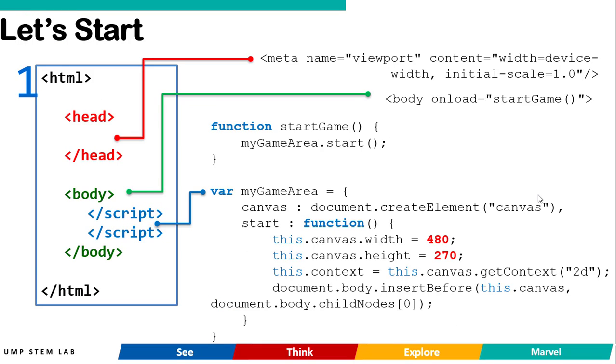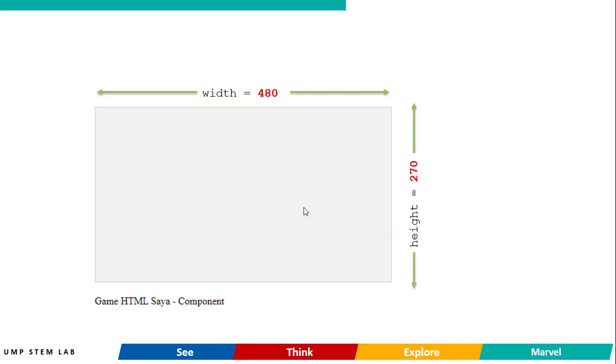Next, let's define the variables and function. Here is my game area. The object my game area will have more properties and methods later in this tutorial. The function start game invokes the method start of the my game area object. The start method creates a canvas element and inserts it as the first child node of the body element. The canvas is given a width of 480 and a height of 270.